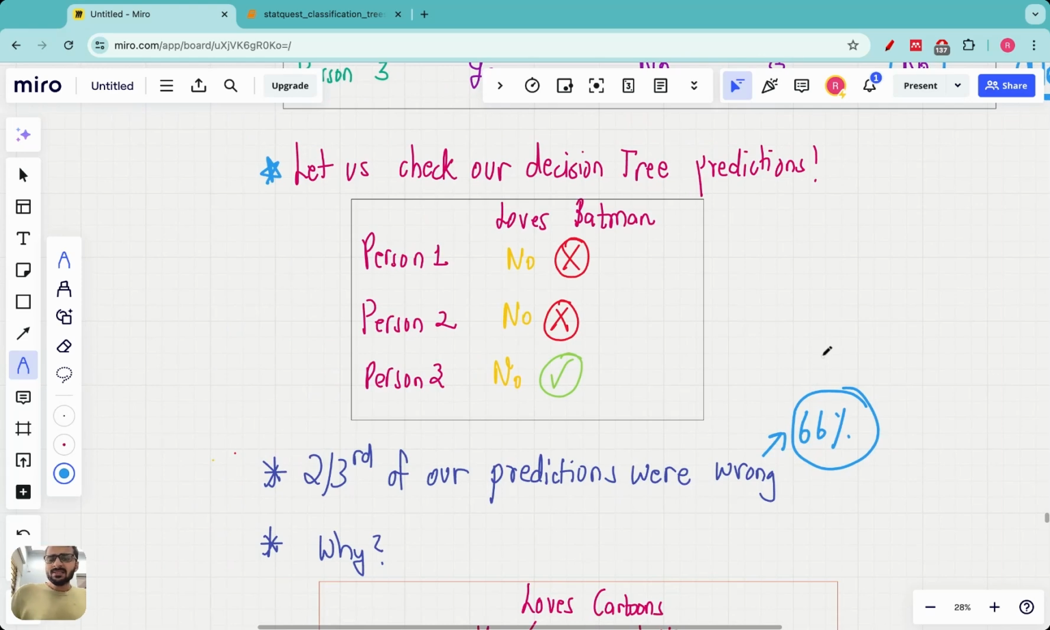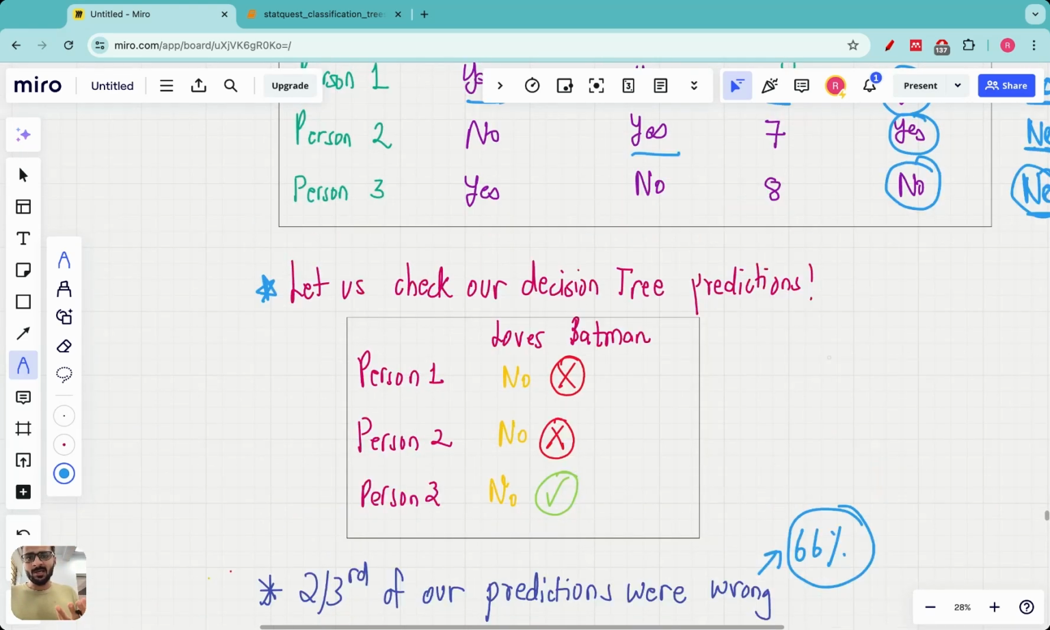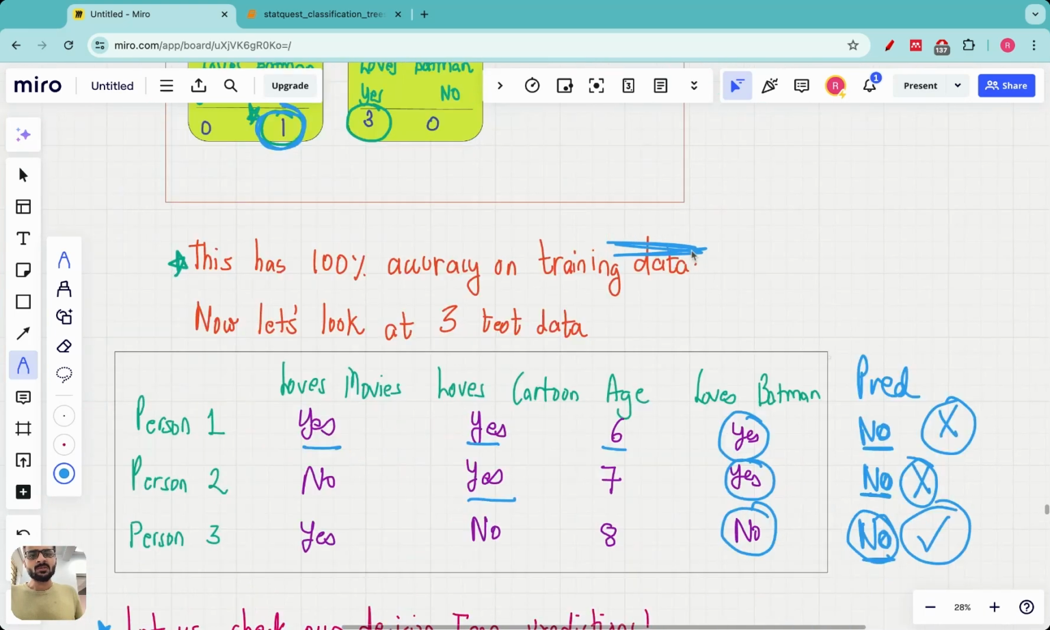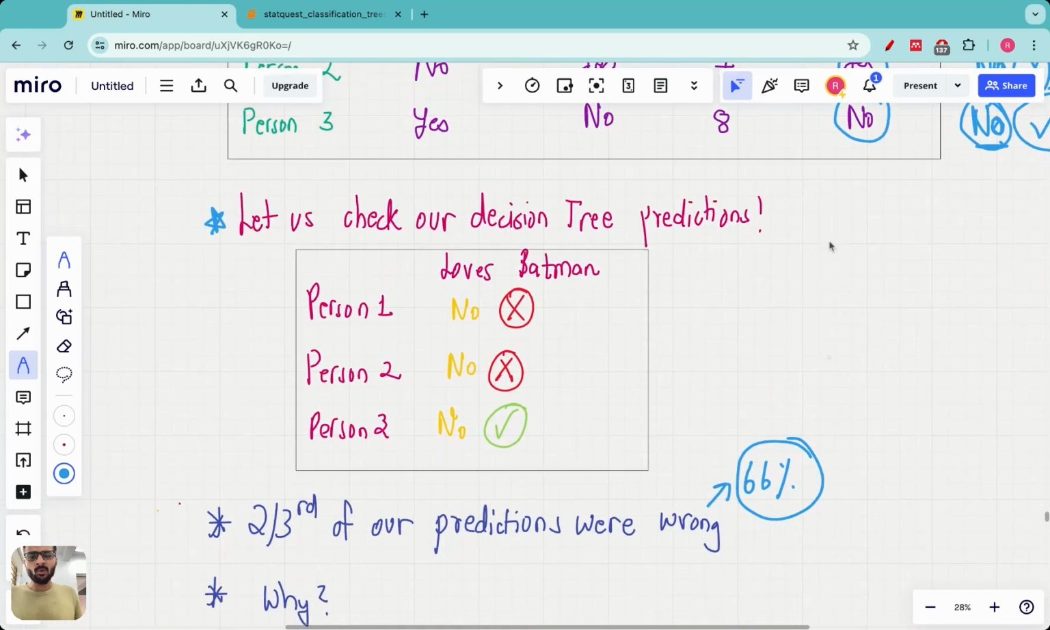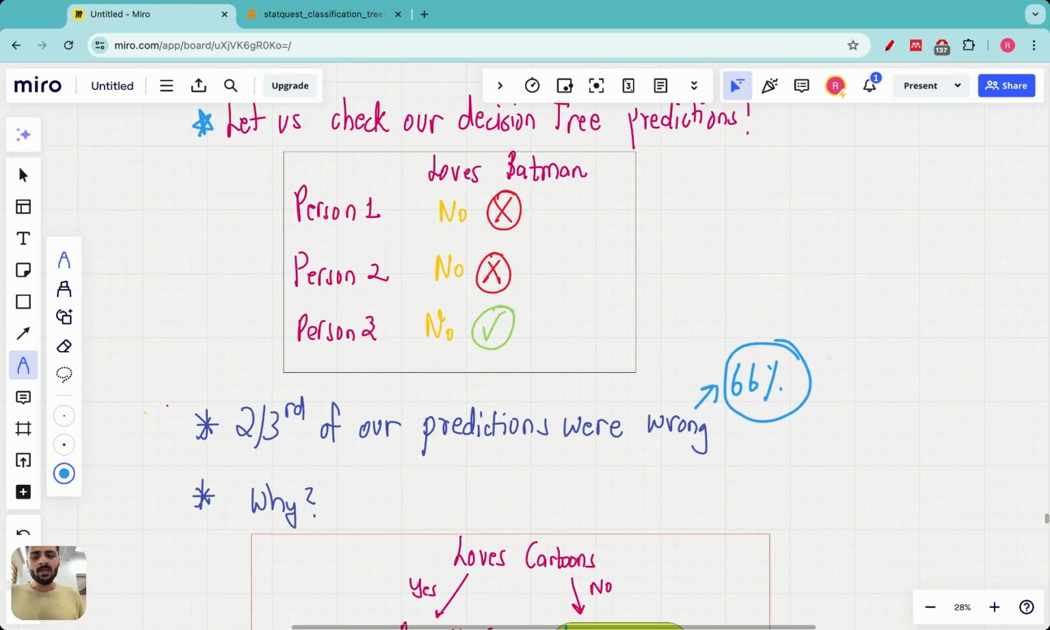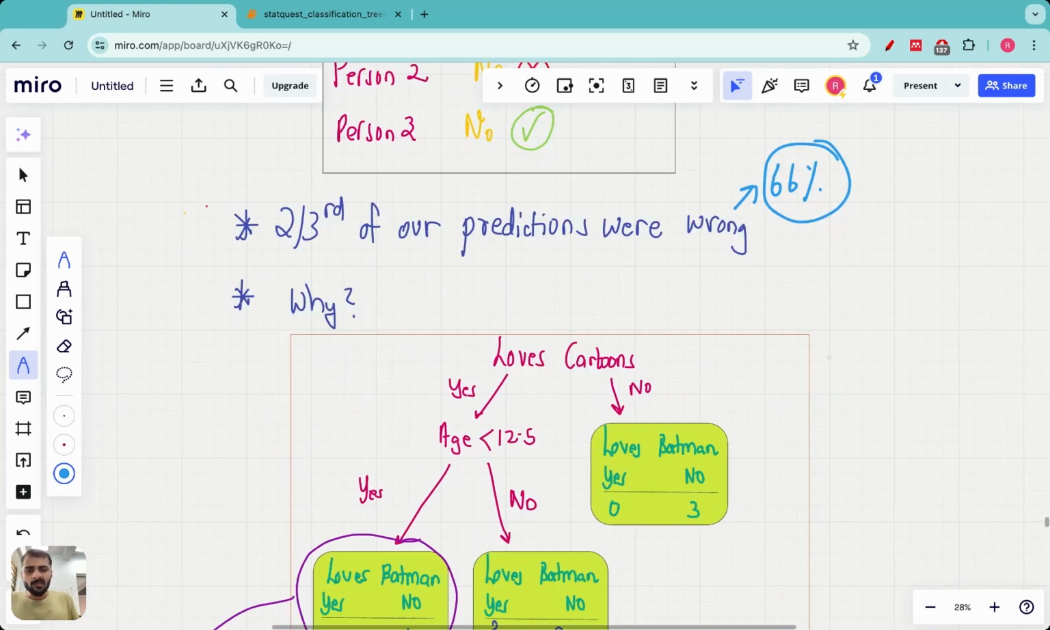So why is this the case? In fact, our training accuracy, as we saw over here, was 100%. So why is our testing accuracy only 33%? 66% of our predictions are wrong, which means only 33% of the predictions are correct. What causes this much decrease in the testing accuracy? So let us try to think about this.